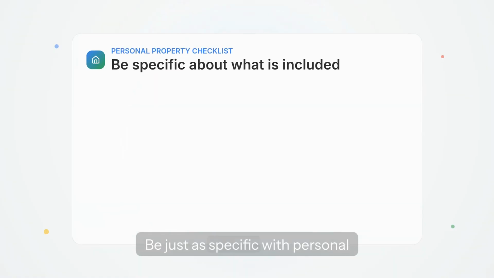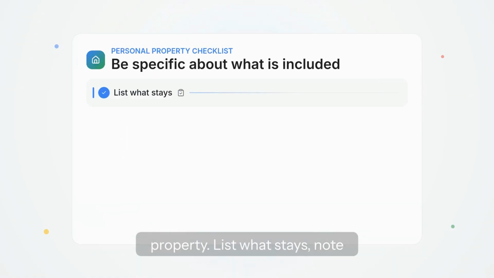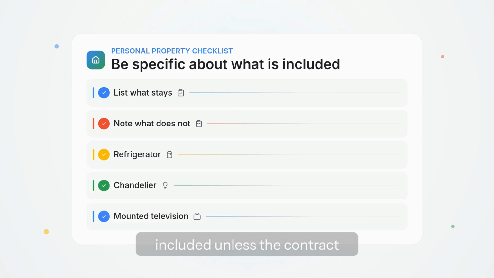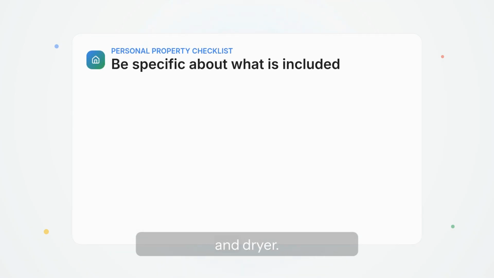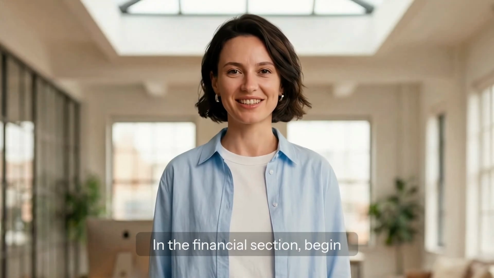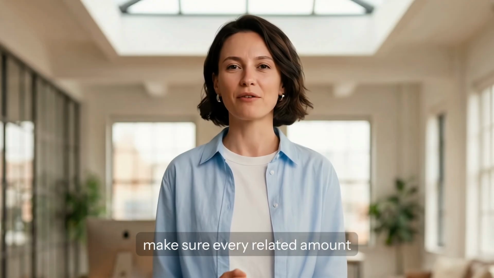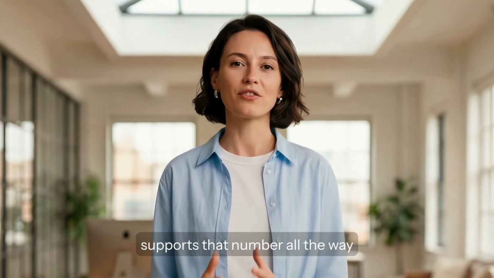Be just as specific with personal property. List what stays, note what does not, and do not assume a refrigerator, chandelier, or mounted television is included unless the contract clearly says so. The contract does not specifically mention washer and dryer. In the financial section, begin with the total purchase price and make sure every related amount supports that number all the way through the contract.